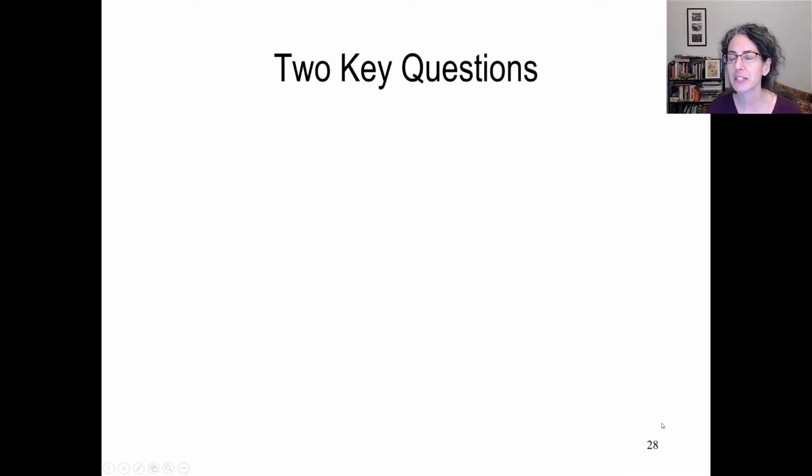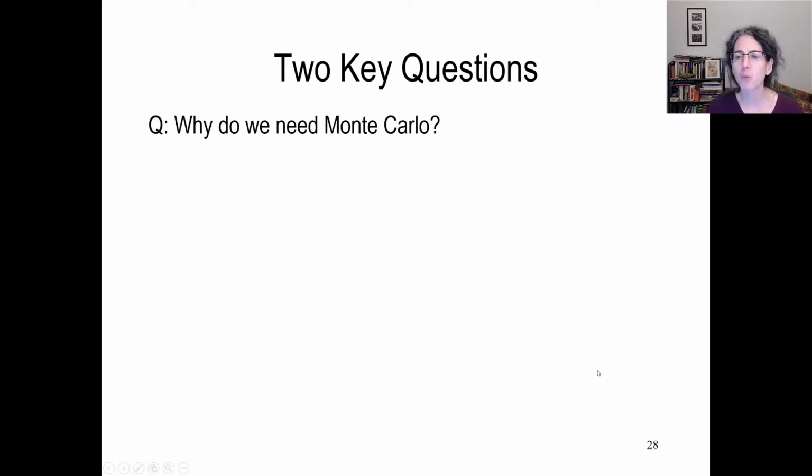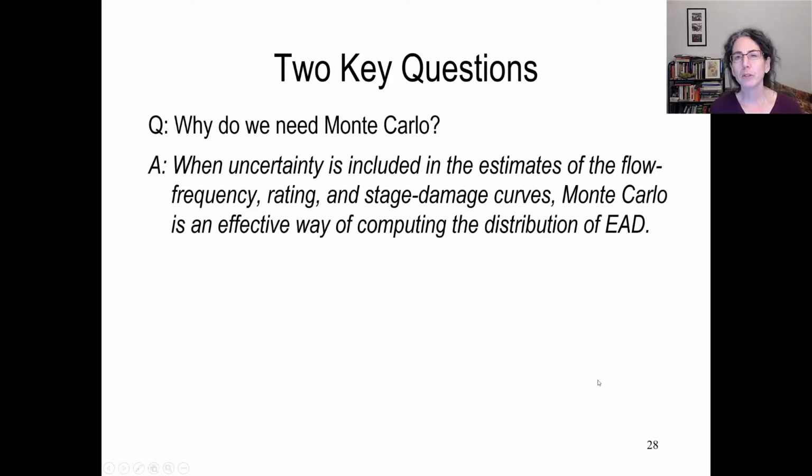All right, so now let's look at 2 key questions, to tie together the ideas. So the first is, why do we need Monte Carlo? All right, why are we talking about this in this lecture about EAD? Well, when we include uncertainty in our 3 summary relationships for computing EAD, then Monte Carlo is an effective way of computing the probability distribution of EAD that reflects those uncertainties.